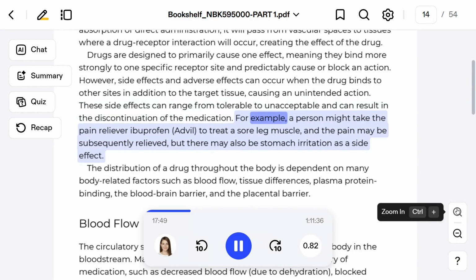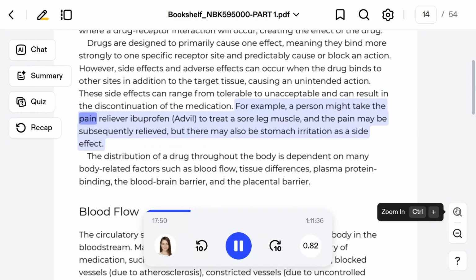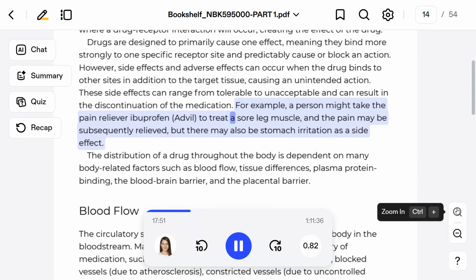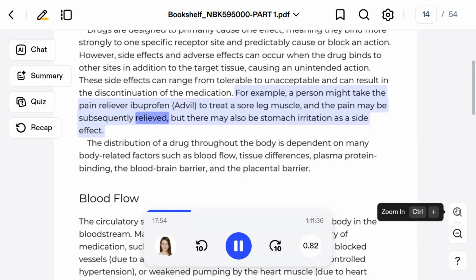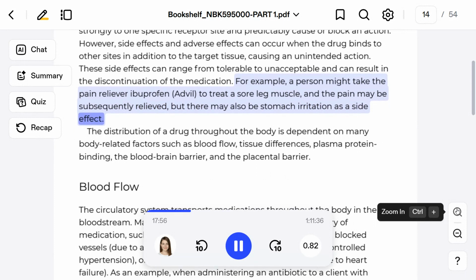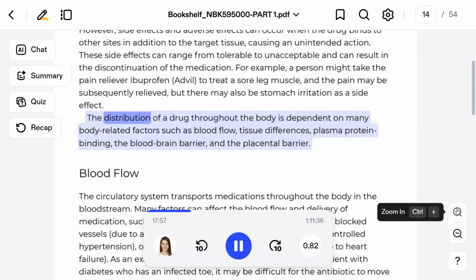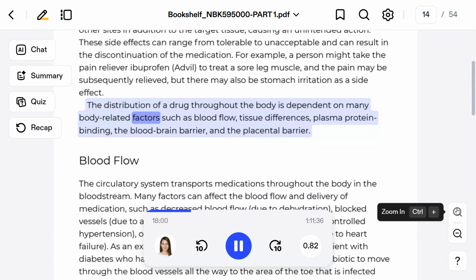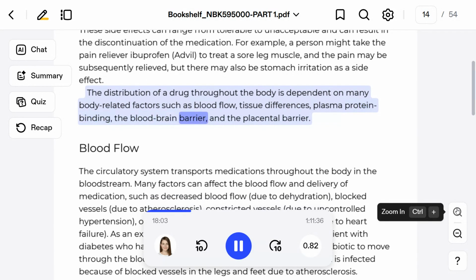For example, a person might take the pain reliever ibuprofen to treat a sore leg muscle, and the pain may be subsequently relieved, but there may also be stomach irritation as a side effect. The distribution of a drug throughout the body is dependent on many body-related factors such as blood flow, tissue differences, plasma protein binding, the blood-brain barrier, and the placental barrier.